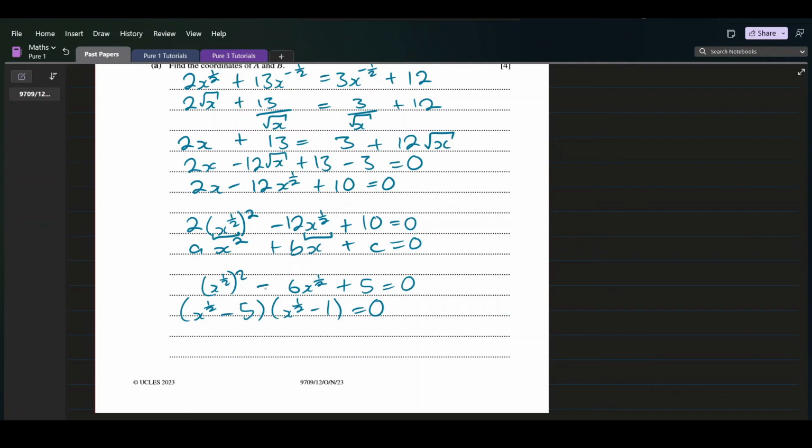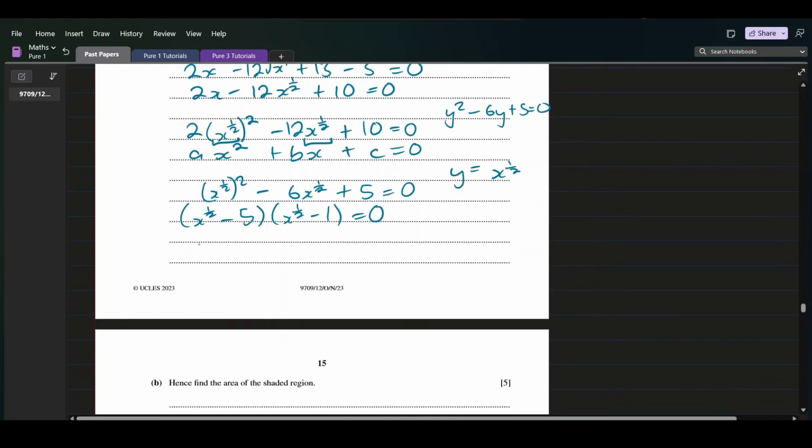So if you're not comfortable with solving hidden quadratics like this, feel free to substitute. For example, you can say let y equals x to the power half. So what you then end up with is a quadratic in the form y² minus 6y plus 5 equals 0. And you can always solve the quadratic and then come back to x to the power half and solve for x.